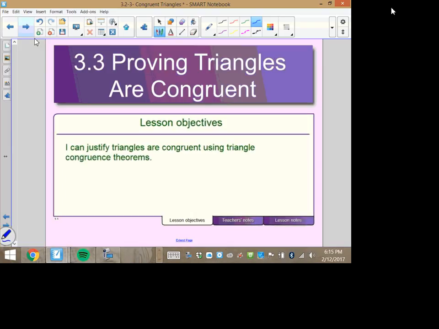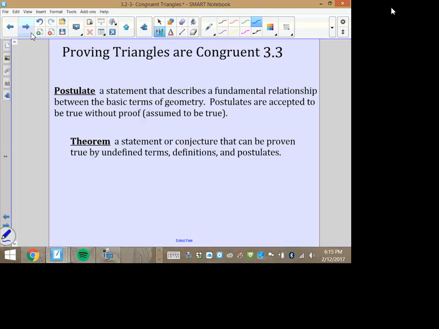So section 3.3, we're going to be proving that triangles are congruent with some of these different theorems. You're going to be able to justify triangles are congruent using triangle congruence theorems. But first, we're going to talk about what postulates and theorems are.